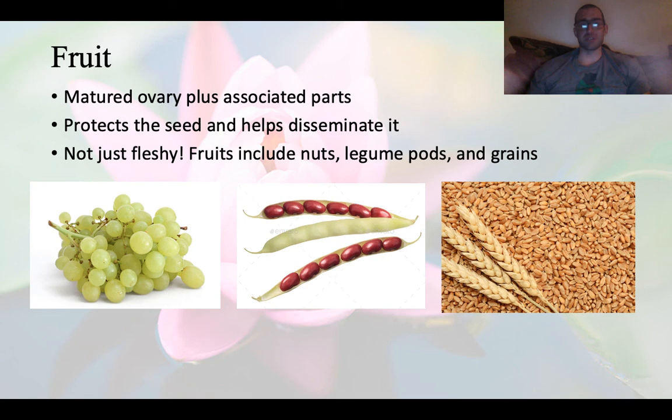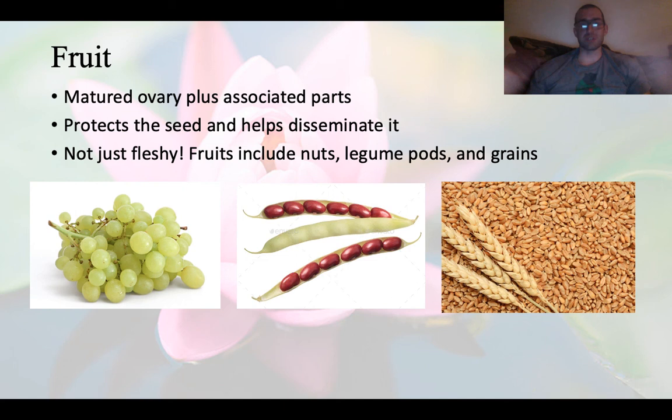Now lastly, we're going to talk about fruit. Our fruit is the mature ovary plus associated parts. Again, think of the female part of the flower. Think of that pistil. You have stigma, style, and then the ovary. And within the ovary are those ovules, and those ovules are going to be seeds. And the ovary is going to turn into what we think of as the fruit.